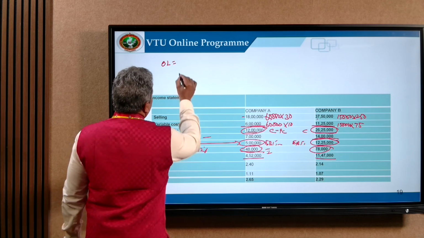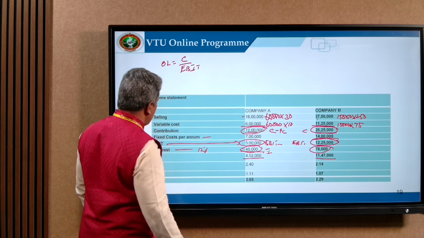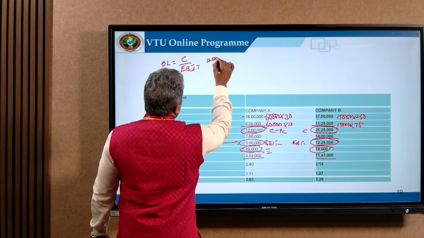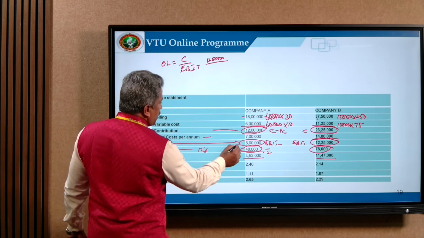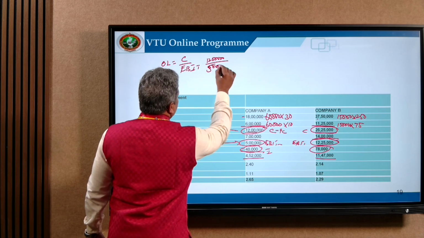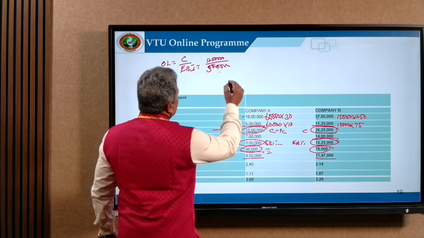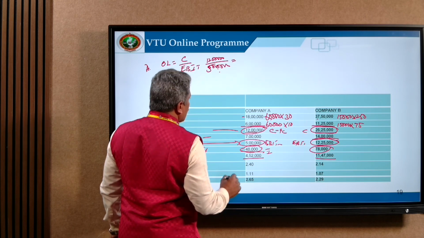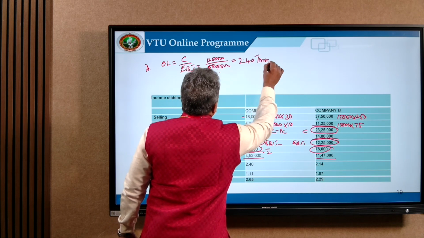Operating leverage is equal to contribution divided by EBIT. How much is contribution for company A? Company A, the contribution is 12 lakhs. Contribution divided by company A's EBIT, which is 5 lakhs. 12 lakhs divided by 5 lakhs is the operating leverage for company A. So, 12 lakhs divided by 5 lakhs is 2.40 times operating leverage.